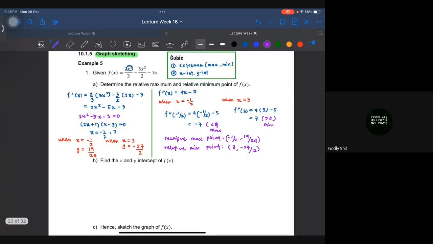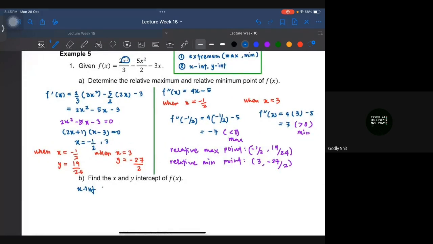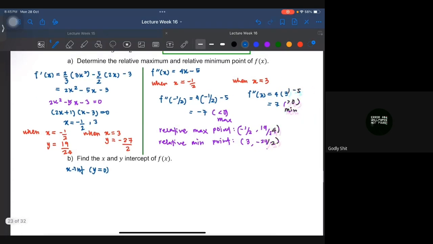So, part B. Find the x and y intercept of our function. Okay, so bila soalan suruh kita cari dan kita kena buat dia properly. Okay, so properly means that kalau perlu menggunakan any method, then you need to use it. So the first one is to find the x-intercept. Okay, so x-intercept is when y is equal to 0.